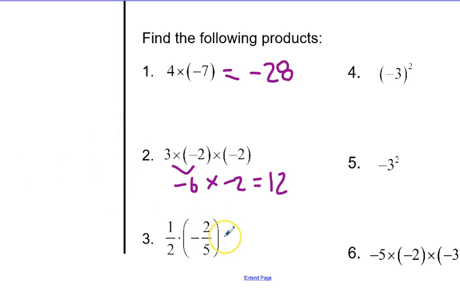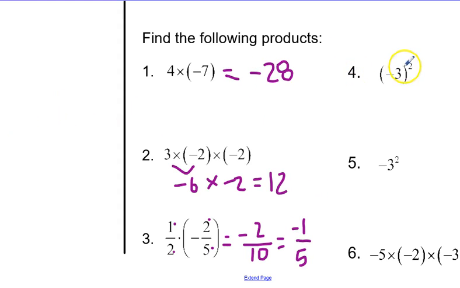Number 3, we have 1/2 times negative 2/5. A positive times a negative is a negative. 1 times 2 is 2. Then we multiply the bottoms. 2 times 5 is 10. Negative 2 over 10. Both top and bottom can be divided by 2, so we have negative 1 over 5 as our final answer.